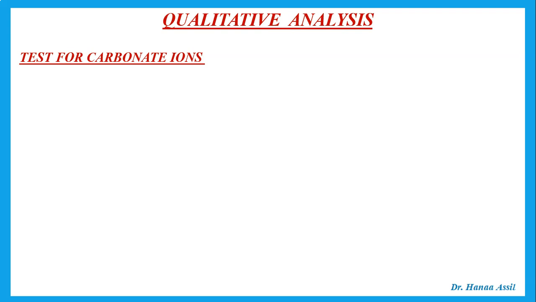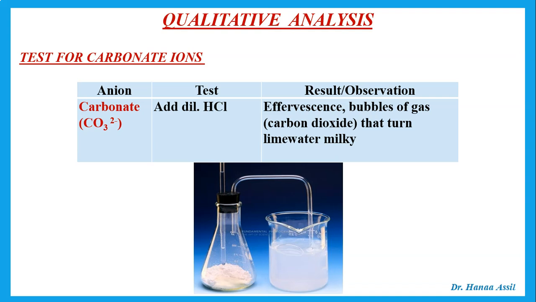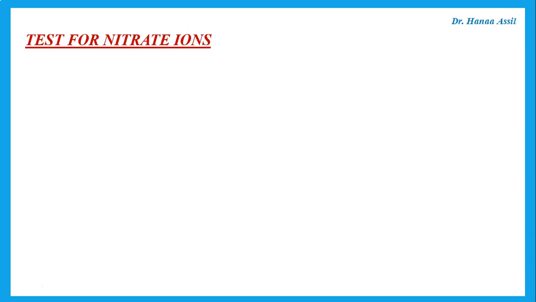Tests, please learn the tests also for paper 3 or paper 4. You are required to know the tests because they will ask you some of these. So you should remember that the test for carbonate is to add dilute HCl. I get bubbles of gas that turn lime water milky. Test for halides, chloride, bromide, iodide: we add dilute nitric acid and aqueous silver nitrate. If it's chloride, we have a white precipitate, bromide, cream precipitate, iodide, yellow precipitate.